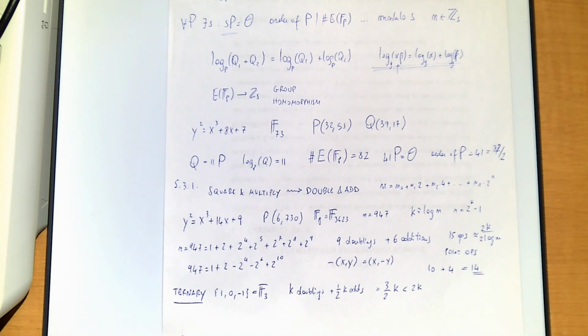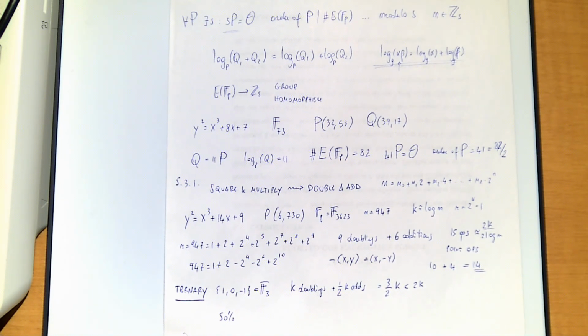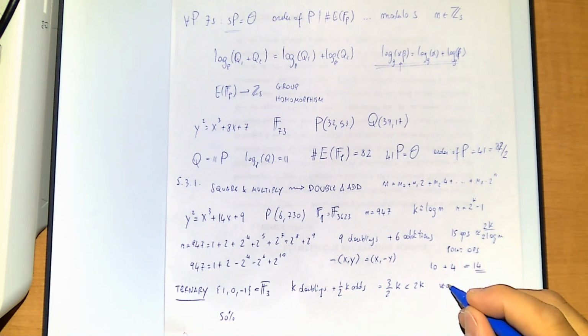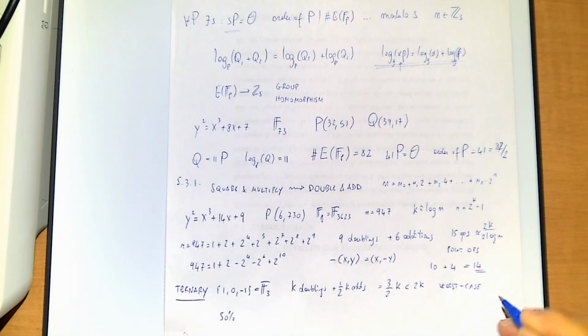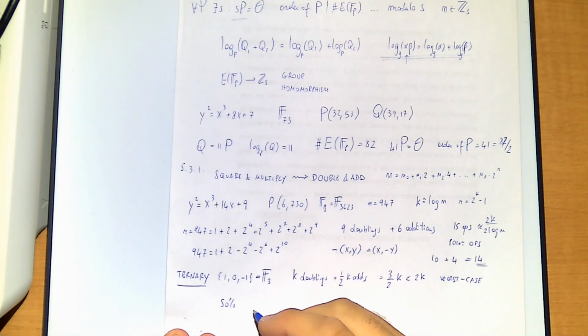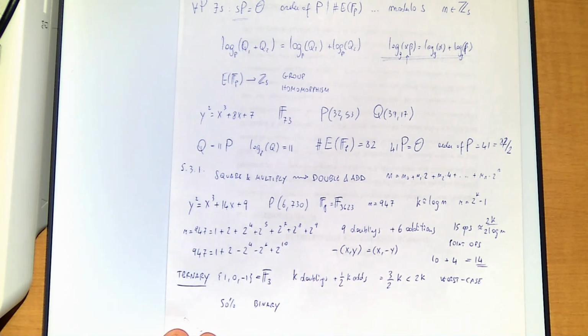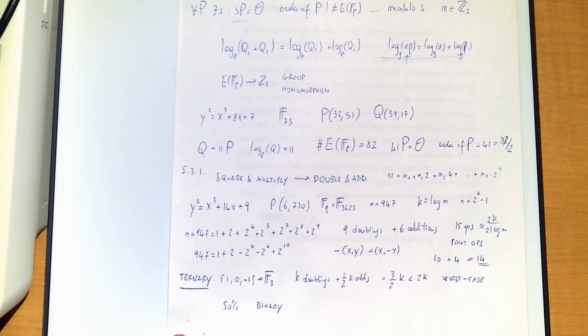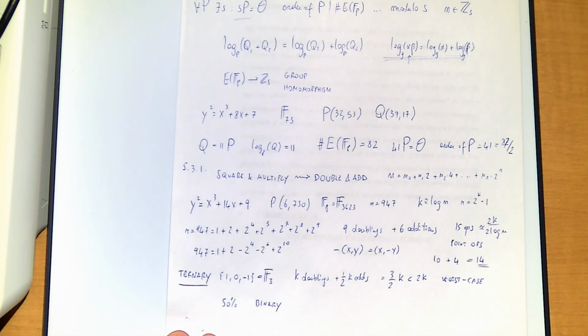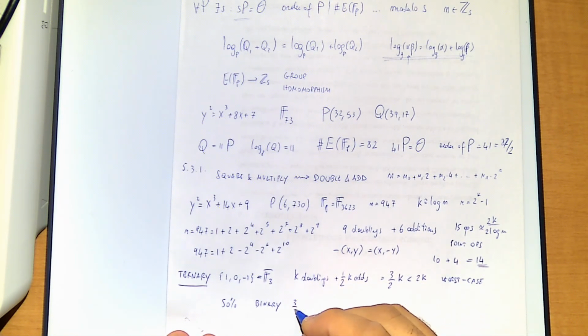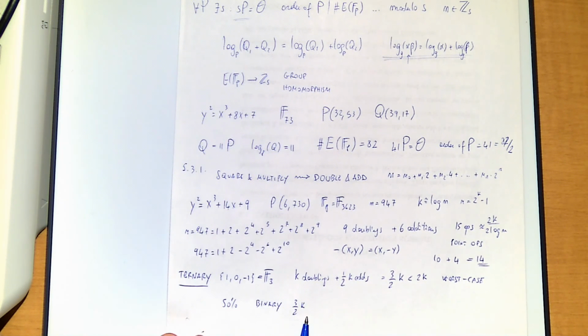and even in the average case, we can compare the numbers and see that usually, if you take the binary expansion of a random number, you have about 50% chance of getting a 1 and 50% chance of getting a 0, so you have about half of it. And so using the binary expansion of n, this is like the worst case. But if you look at the average case, the binary takes on average k doublings plus 1/2 k additions. So it's 3/2 of k, right?